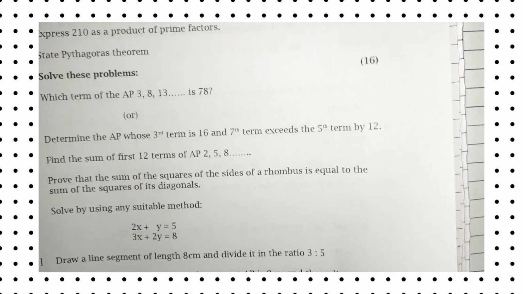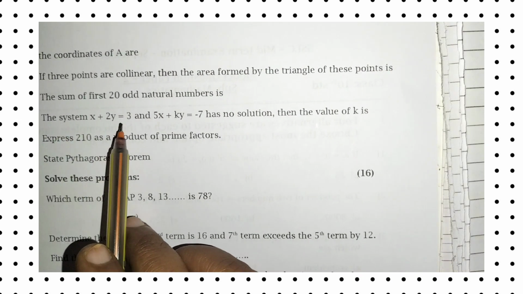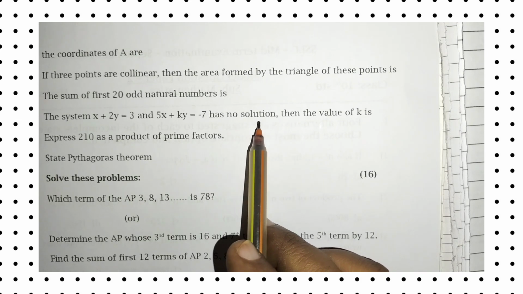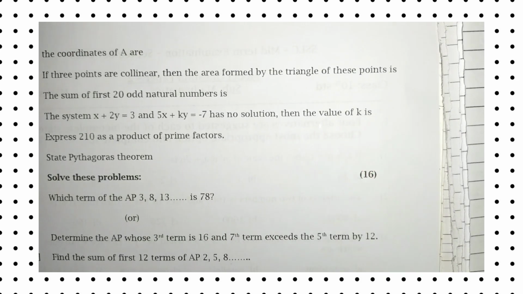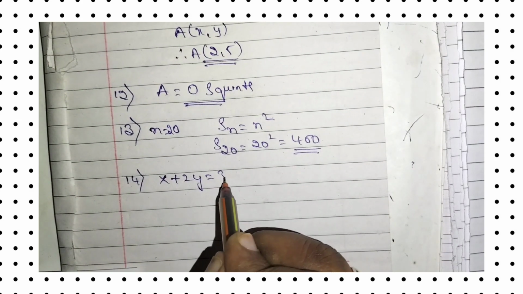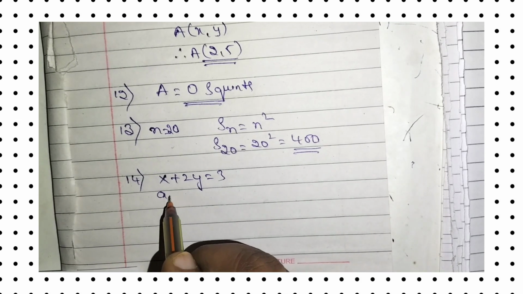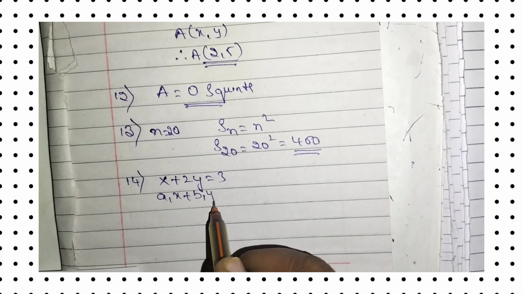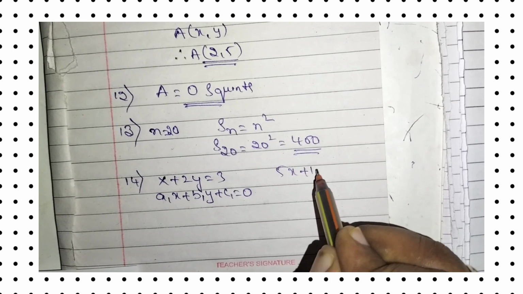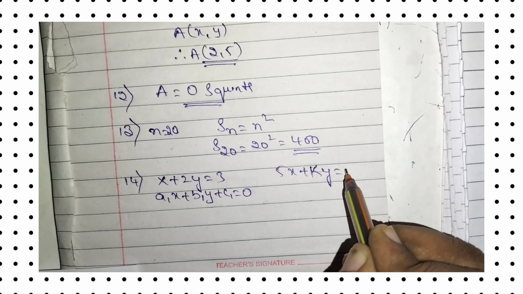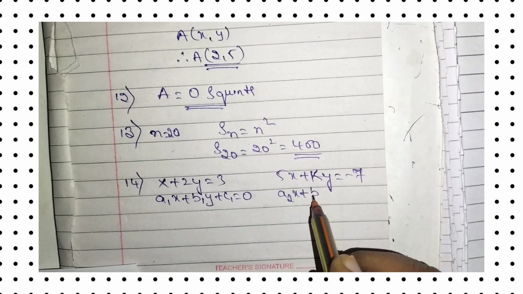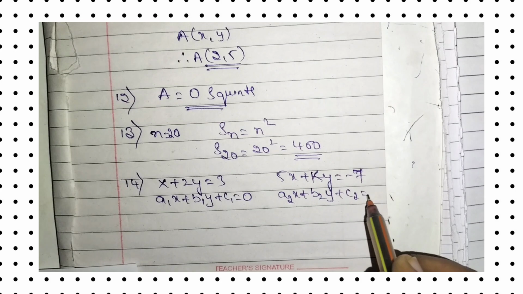Next, let us move to question number 14. The system x + 2y = 3 and 5x + ky = −7 has no solution. Then the value of k is dash. So take the two equations. x + 2y = 3. Next, compare it with a1x + b1y + c1 = 0. The second equation is 5x + ky = −7, that is a2x + b2y + c2 = 0.